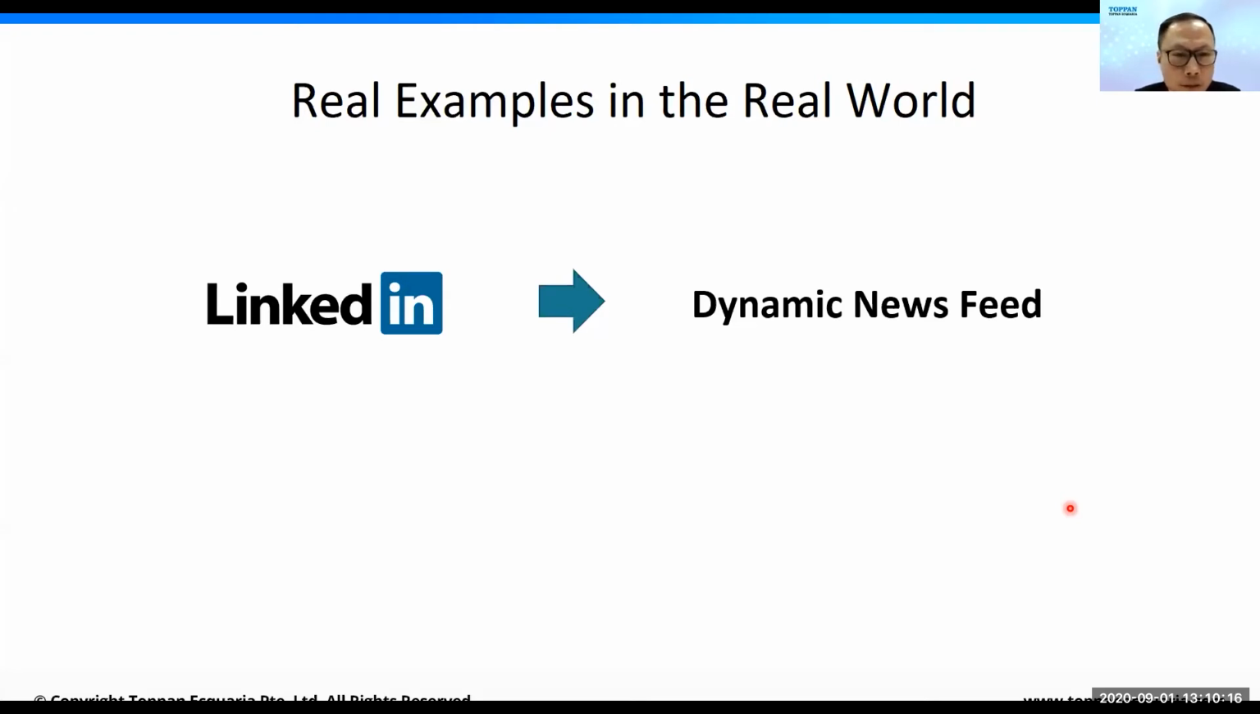It consists of updates from your network, such as your connections, the companies or topics that you follow, and maybe some recommendations or some sponsored content, and it is sorted by relevancy and generated on the fly.